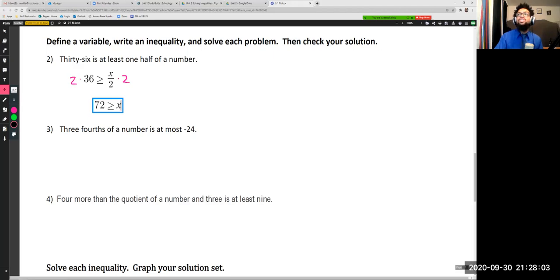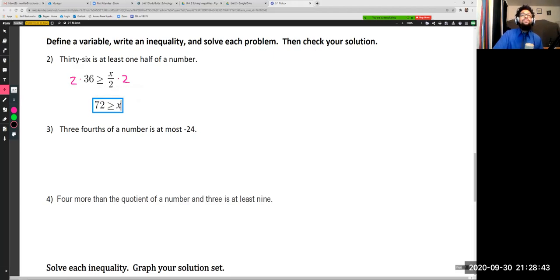So it also says to check our solution. When we go to check our solution, this is saying if we choose any number for x, 72 is greater than or equal to x, we have to make sure that x has to be less than. So you see how 72 is greater than or equal to x. So x has to be at most 72. All right, so you got to make sure when you go to check these, you use the right number.